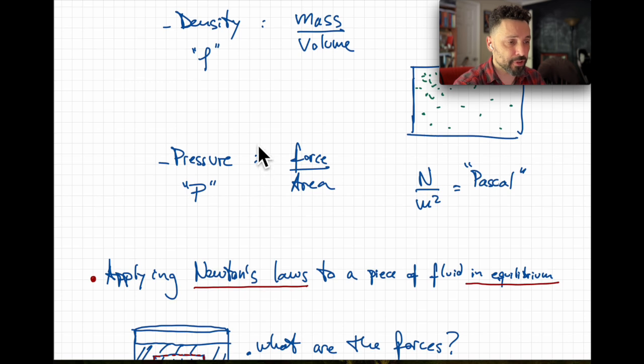Now, the pressure is the other concept that you're going to be talking a lot about and working with. The pressure is the measure of the force per unit area, and we're going to be talking a lot about this in class. The units for pressure are usually the Pascal. The Pascal is a unit of force divided by a unit of area, and so it's a Newton per meter squared in the International System of Units.